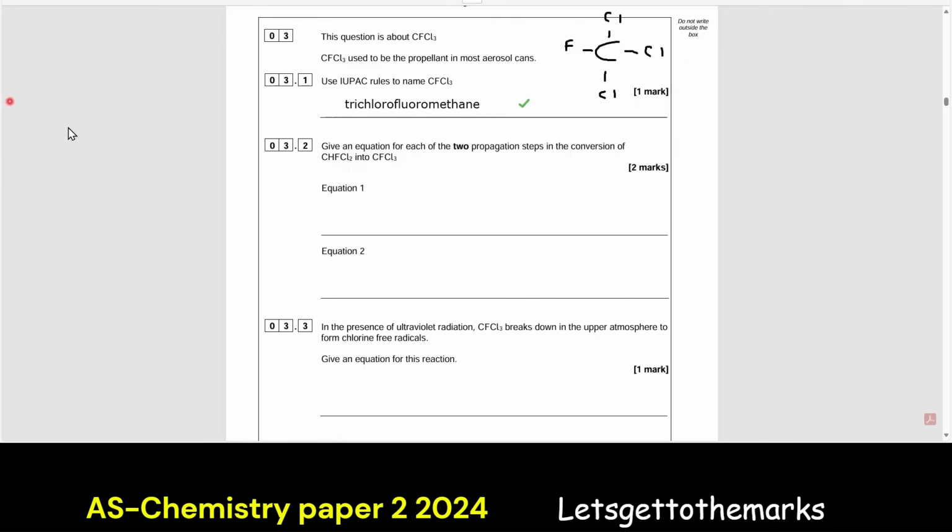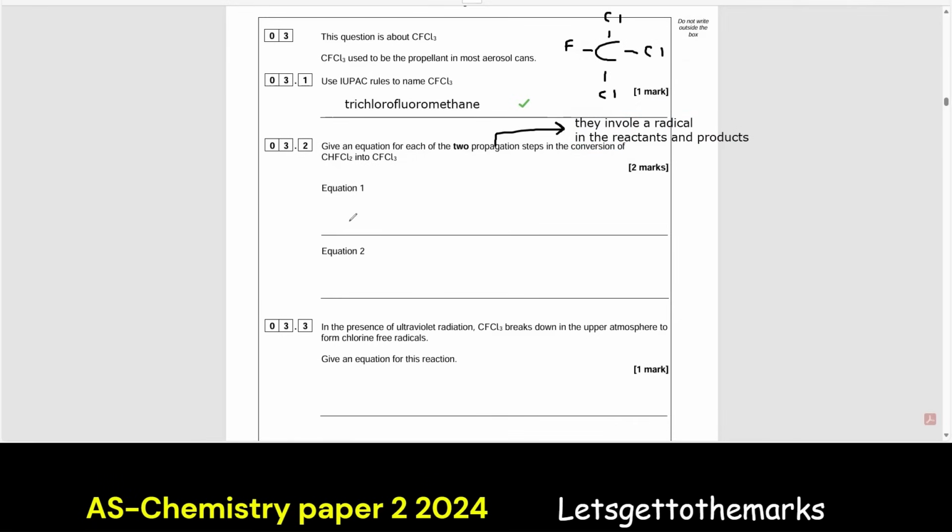Now, something that you need to learn off by heart about propagation steps is that they involve a radical, a free radical, in the reactants and products. So that's a useful thing to know, that the propagation step will have a free radical in the reactants and products each time. So you know you're going wrong if you haven't done that.